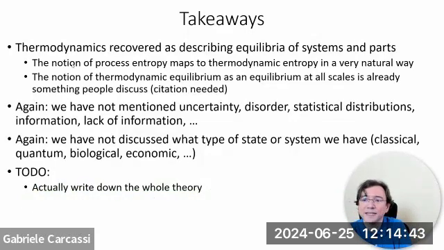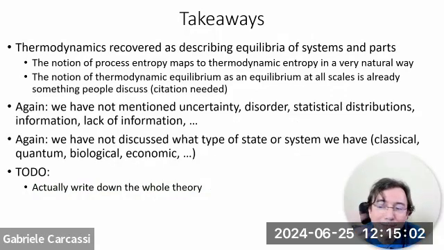So the takeaway from this is that thermodynamics can be recovered as describing an equilibrium of systems and parts. And so the notion of process entropy maps to the thermodynamic equilibrium in a very natural way. And the thermodynamic equilibrium is basically an equilibrium at all scales. It's something that people already discuss. I should put a citation. I was lazy and I didn't find it. And again, we have not mentioned uncertainty, disorder, statistical distribution, nothing. This is just the count of evolutions and types of equilibria, and we have not discussed the type of system.